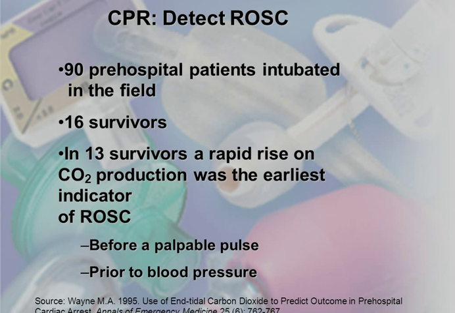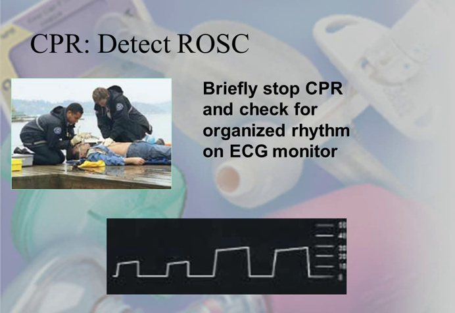Okay, so just a quick study. They did a study of 90 prehospital patients that were intubated in the field. Out of those 90, there were 16 survivors. And in 13 of those survivors, a rapid rise in end-tidal CO2 was the earliest indicator of return of spontaneous circulation. That was even before they were able to palpate a pulse, and also before they ever got a blood pressure on the patient. All right, so if you detect any kind of return of spontaneous circulation, briefly stop your CPR, check for an organized rhythm, and then get back onto the chest if you need to, or you stay there and just monitor the patient.